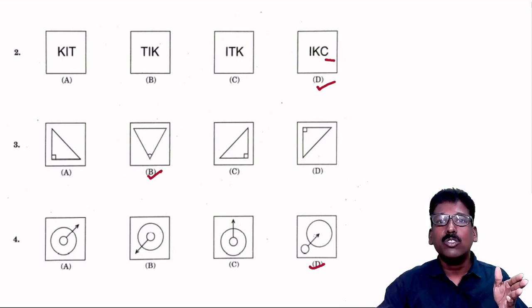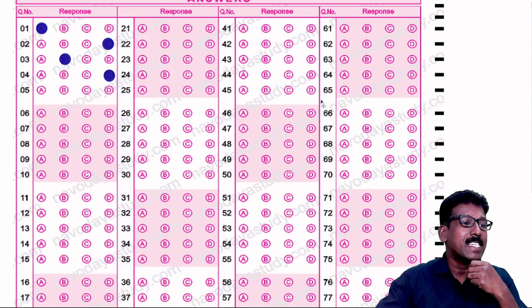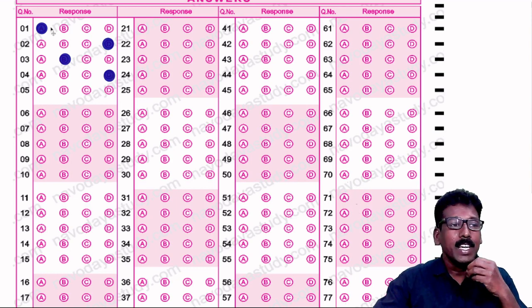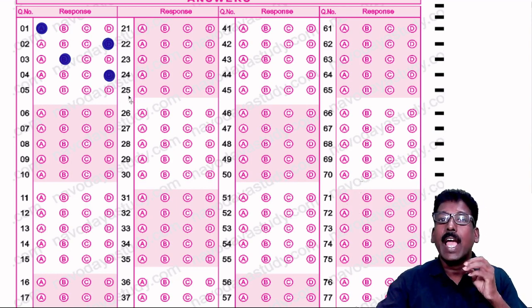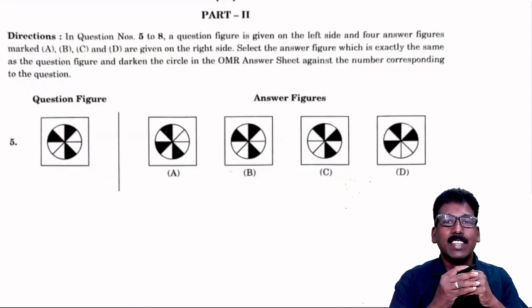Now, you have to mark all these answers in your OMR sheet, not in the question bank. So, your answer will be 2D, 3D, and 4 again D. In this way, you have to answer your questions. Now, let us look at the second part. Here is the second part.